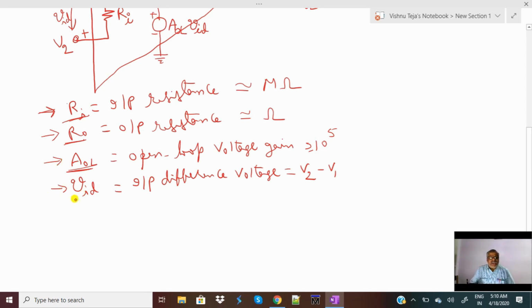This value will change from manufacturer to manufacturer, and the differential input voltage is simply the difference of the two input signals. Because the open loop voltage gain of the amplifier is very large, this amplifier is able to amplify very small input signals. For example, if the open loop voltage gain is 10^5 and the differential input voltage VID is 1 millivolt, then V0 can be obtained as the product of open loop gain and VID.